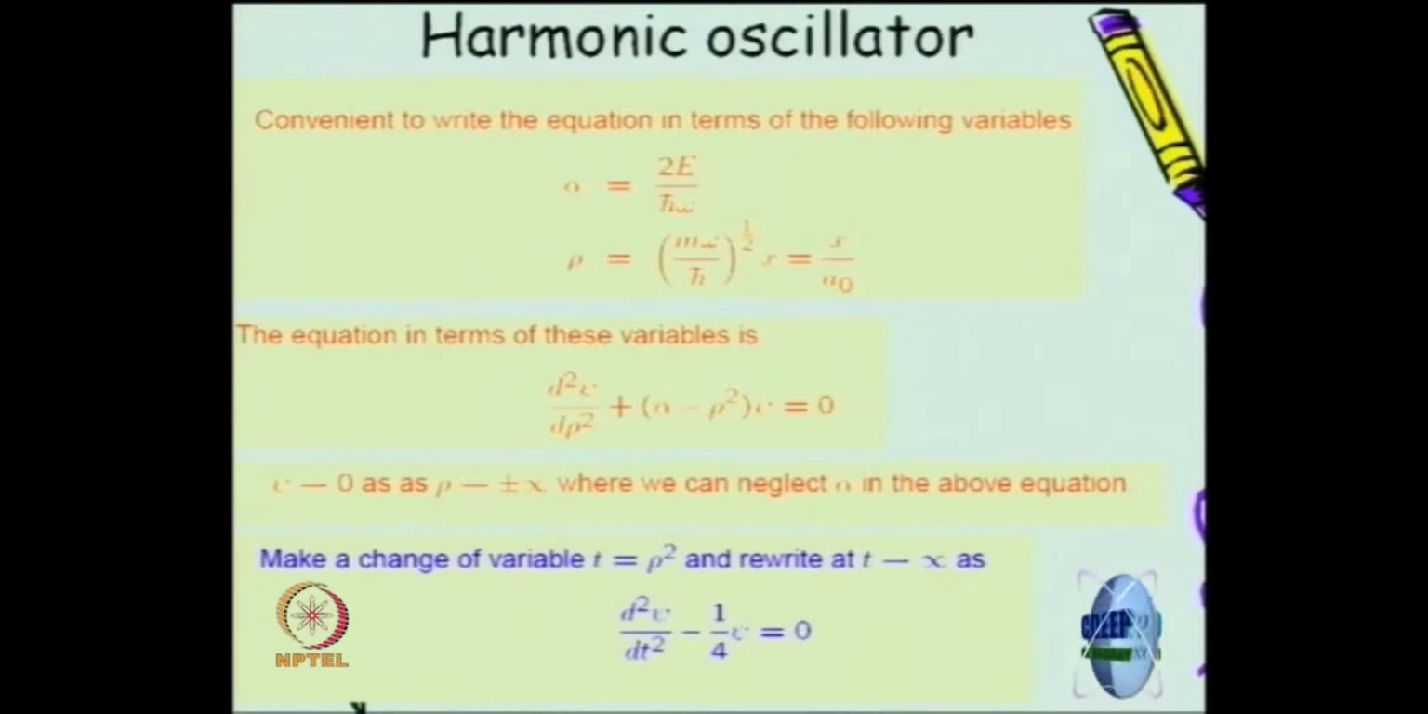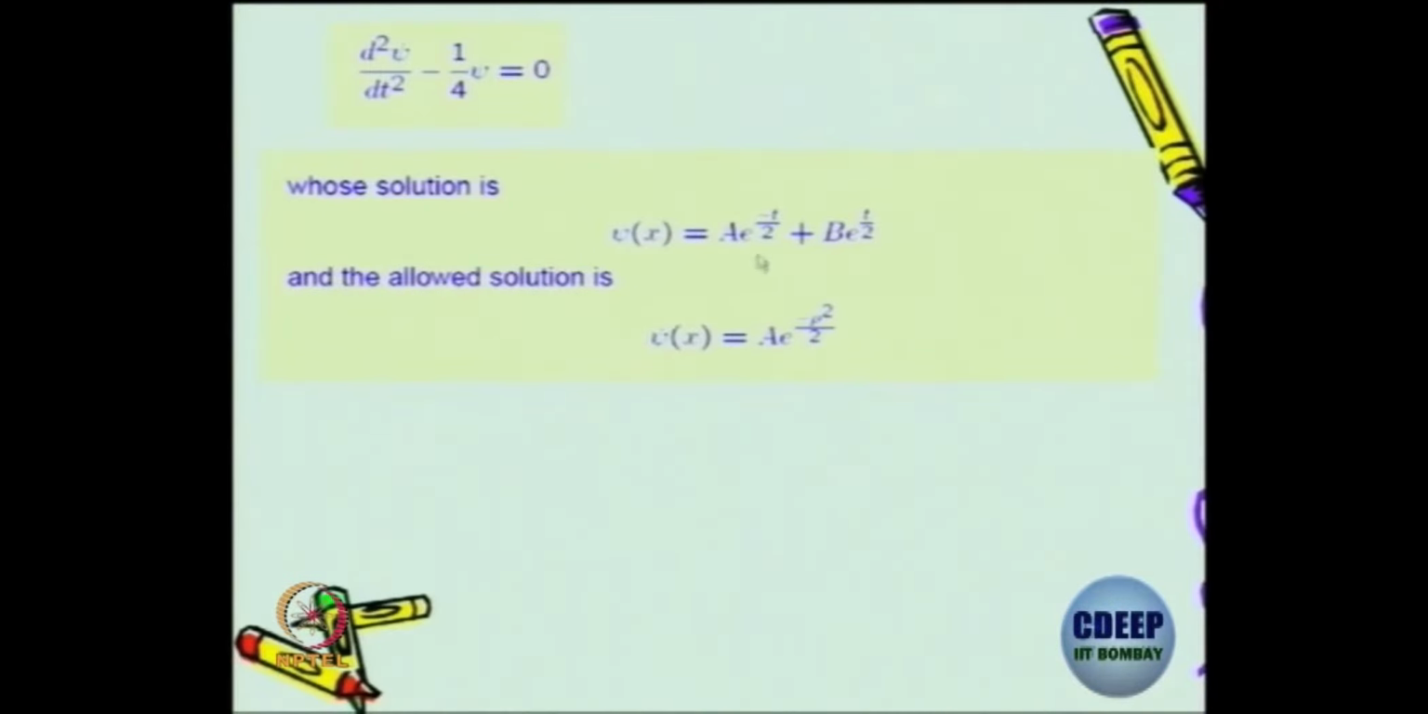Is that right? So what is the solution to this equation? You have done this many times, right? E to the t by 2, this is k squared is 1 by 4, right? So e to the kx plus e to the minus kx, is that right? So the solution will be a e to the power of minus t by 2 plus b e to the power of plus t by 2. And out of this, as t tends to infinity, which is allowed? Only the first term, so you have to put b equal to 0, right? So you get the allowed solution as a e power minus rho squared by 2.